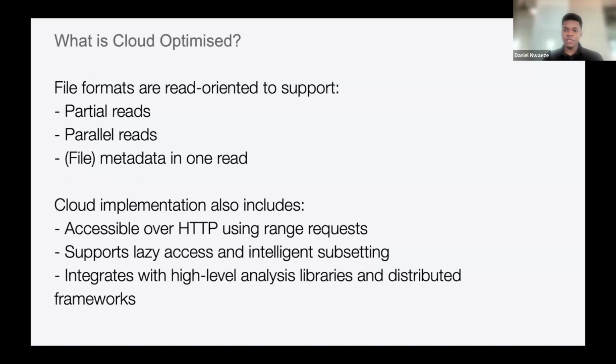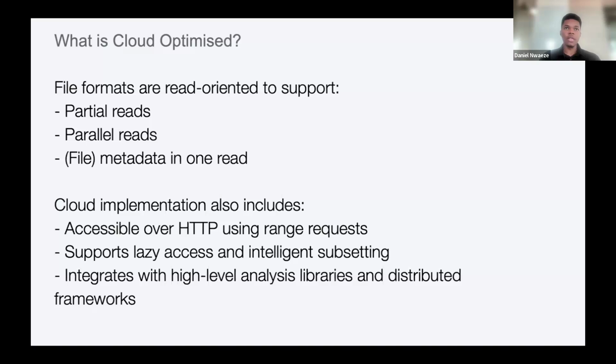So what is cloud optimized? Dalton took a number of these. He did a great job of taking us through what cloud optimized is. That was a really good job. Cloud optimized are basically file formats that are read-oriented to support partial reads, parallel reads, and file metadata in one read. So basically with cloud optimized data sets, you can read only a portion of the data that you want.